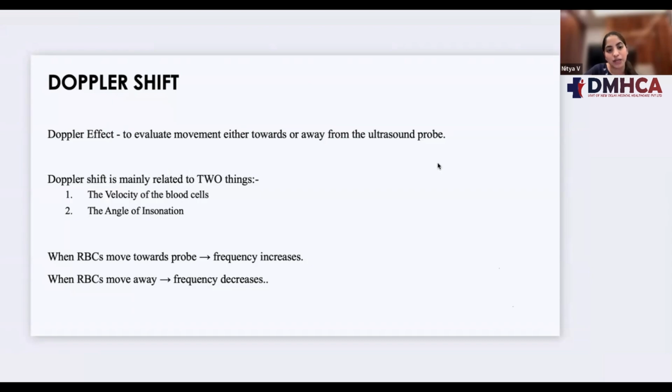So when we apply Doppler to any blood flow, any vessel, it means the RBCs are either moving towards the probe or moving away from the probe. When they are moving towards the probe, the frequency is increasing, and that gives a specific color, maybe red or maybe blue. That is decided by the setting of the ultrasound machine, which is always displayed on the screen. When the RBCs are moving away, the frequency is decreasing and it gives a specific color. So the Doppler shift is mainly related to two things: the velocity of the blood cells and the angle of insonation. It does not mean the artery or the vein.